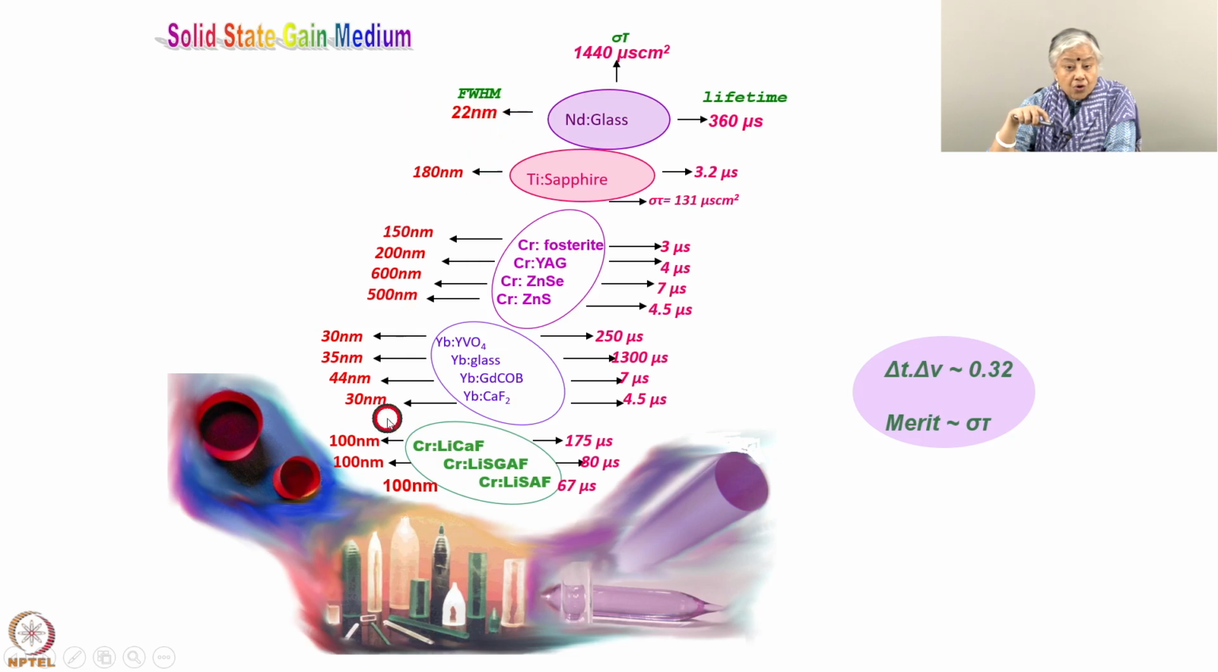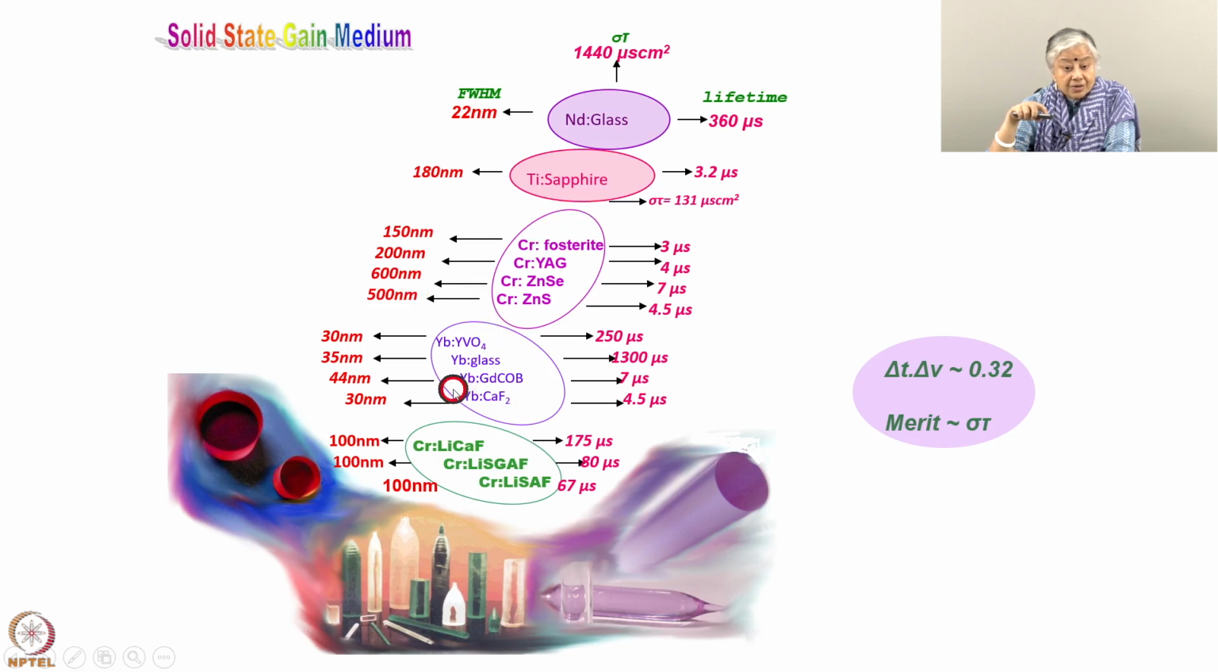Okay. So, out of all this, titanium sapphire, as I told you before, is a very popular system that is used, especially for femtosecond lasers, because it has 180 nanometer bandwidth, which is much more than ND glass. But then, for that matter, chromium YAG also has 200 nanometer, which is better than titanium sapphire.